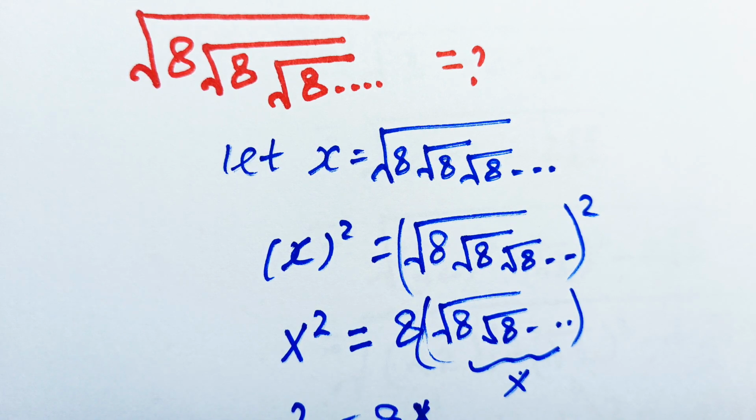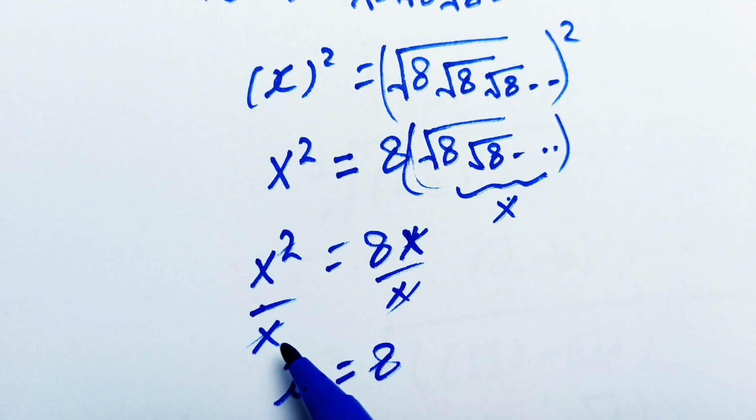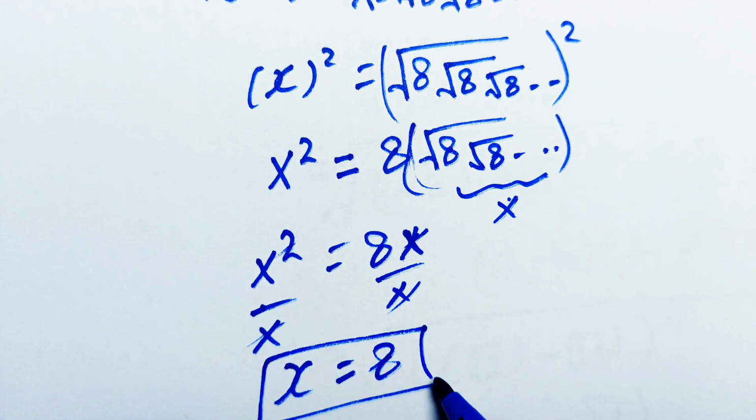So divide both sides by x. So this x is cancelled by this, and this one is cancelled by this one. So what's left? x is equal to 8. This is your correct answer.